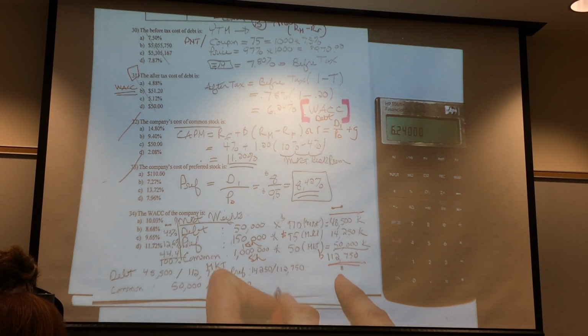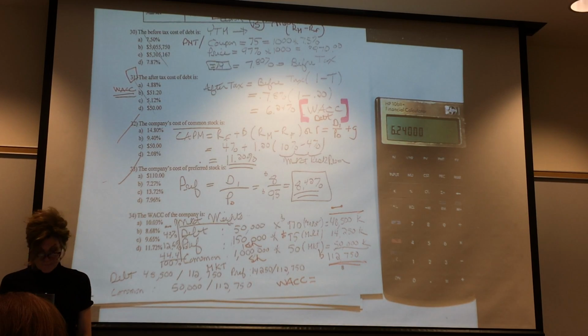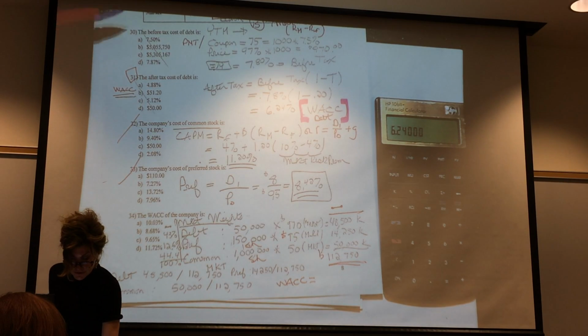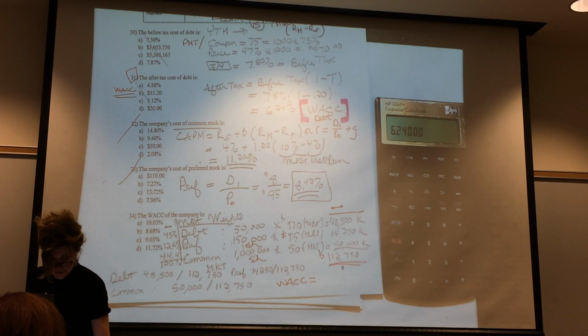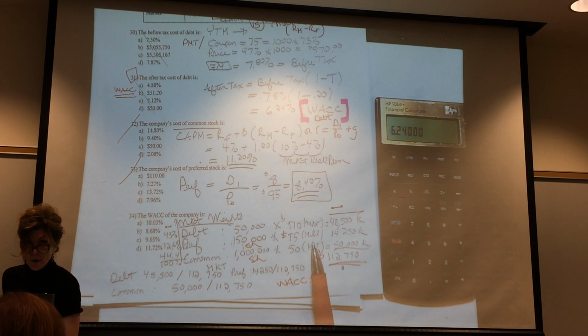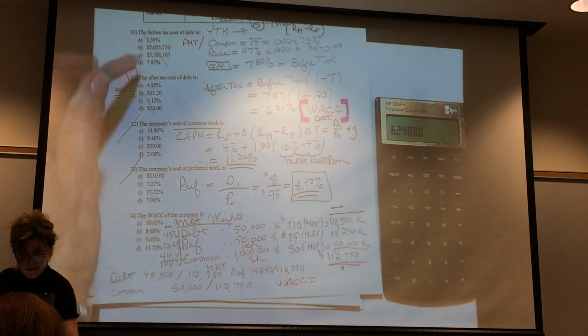I need to figure out my WACC. But I didn't do that. So be able to do this, figure out those three costs, debt, common stock, preferred stock. And then you figure out your market weights, and then what are you gonna do with those weights? You're gonna multiply those weights by each of these, right?